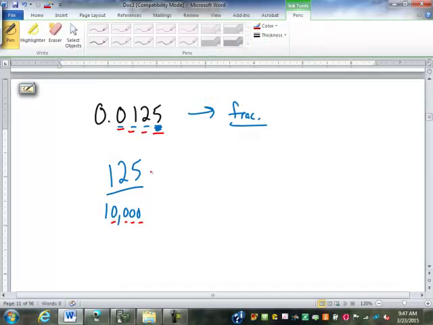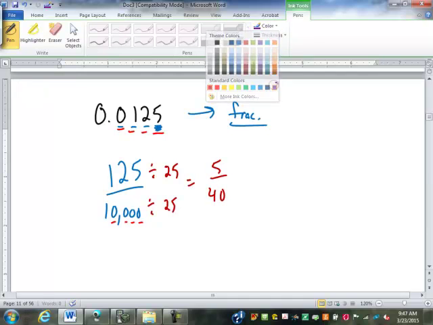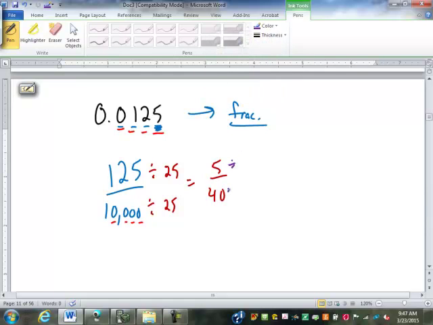Now, of course, we're going to reduce this. What can both of those be divided by? 25, giving us 5 over 400. Are we done? No, they can both be divided by 5 yet, giving us 1 over 80.